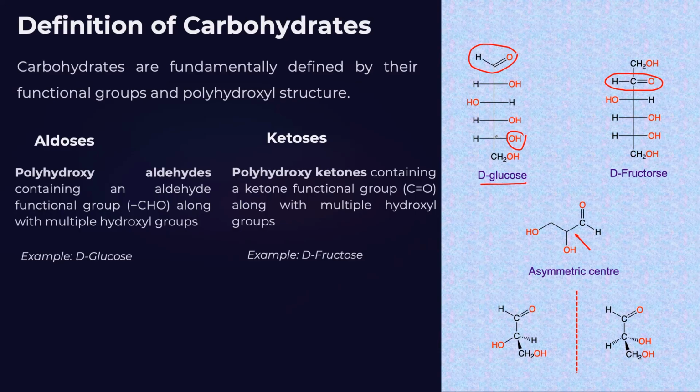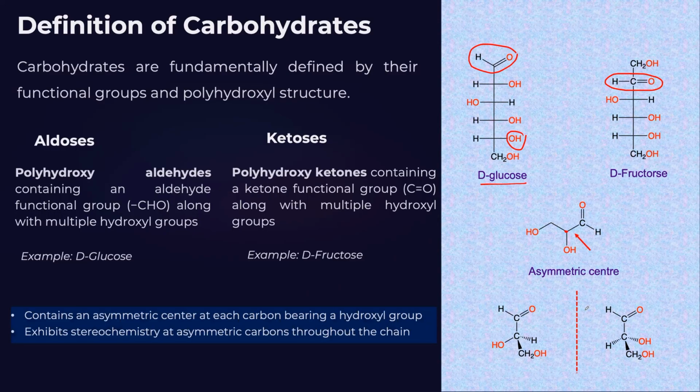Because they have multiple carbon centers, they also naturally have chiral centers. That means they have an asymmetric center. It means they often result in various isomers, which can be enantiomers, diastereomers, and epimers. We will learn about this as we move along.